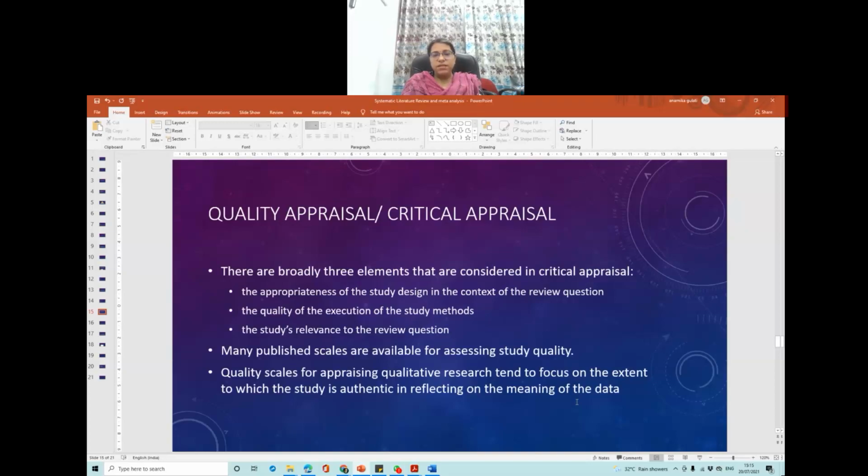And quality scales for appraising qualitative research tend to focus on the extent to which the study is authentic in reflecting the meaning of the data. See, for a quantitative study, we have the numbers which show the results, the quality of the study, how the research has been conducted. But for qualitative, where we don't have that kind of data, we have to focus on the authenticity of the study. We try to focus on finding the authenticity of the study and what it is actually interpreting.